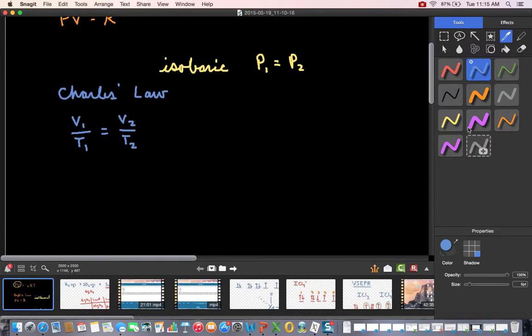We can also have isochoric conditions. Students typically are not as familiar with isochoric as they are isothermal and isobaric, but isochoric means that V1 equals V2. And our equation will decompose to P1 over T1 is equal to P2 over T2. This is called Gay-Lussac's law.